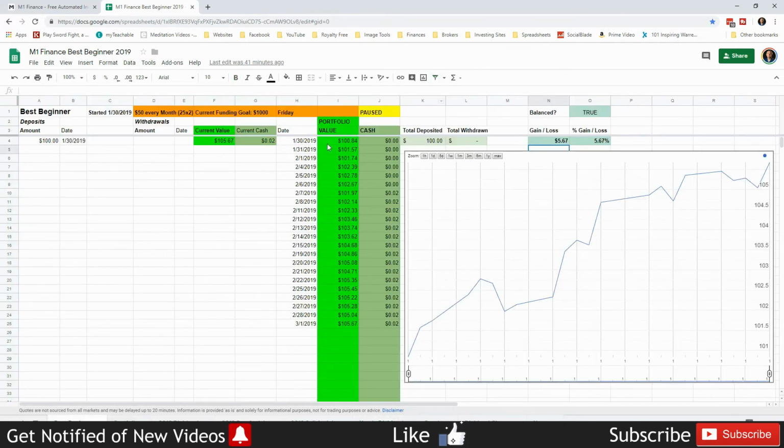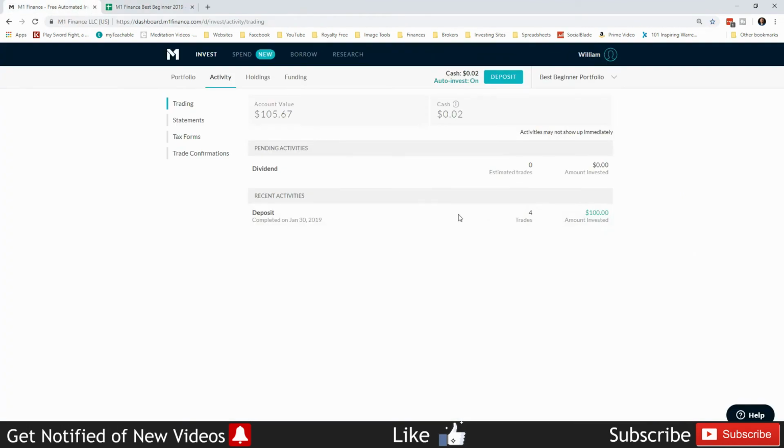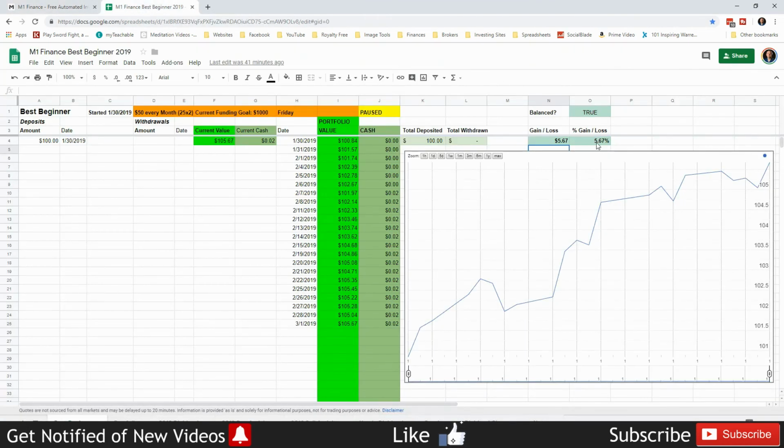As you know, it's just a very basic portfolio and I have only got $100 in there, but overall we are up by 5.67% on our money. And that is a great return. So we're doing really well on the best beginner portfolio. So that's the update.